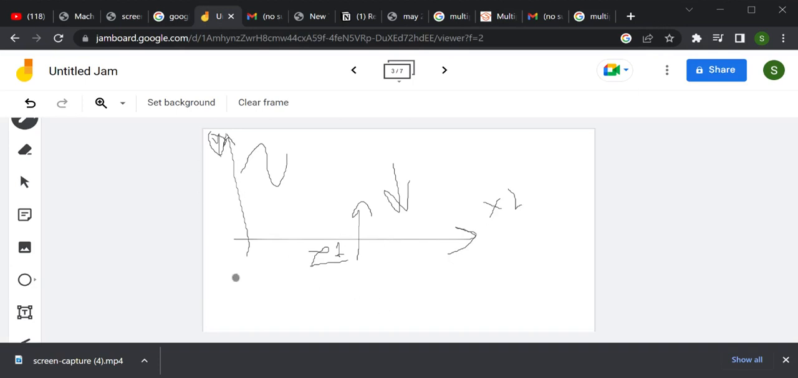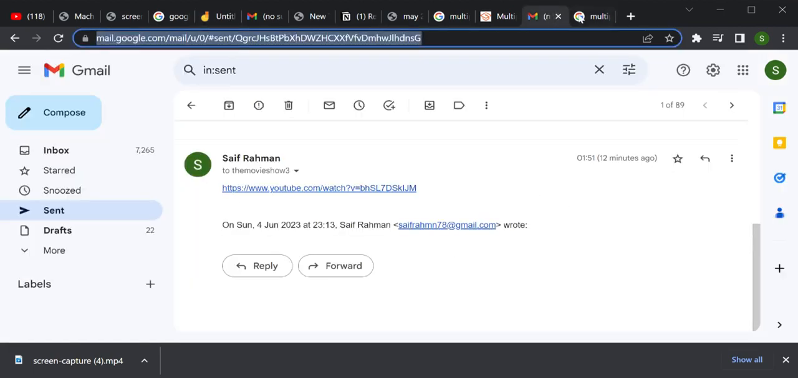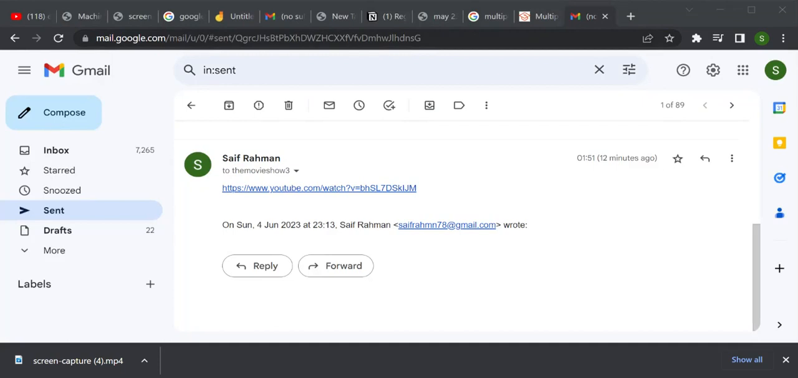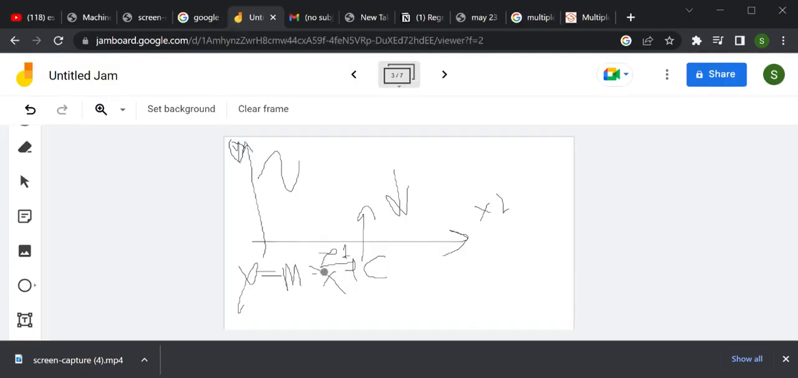Now we will see the formula of this expression. What was the formula for simple linear regression? Even I forget it: y = mx + c. Here m was the slope of the line, and the slope of the line will change according to the variables.